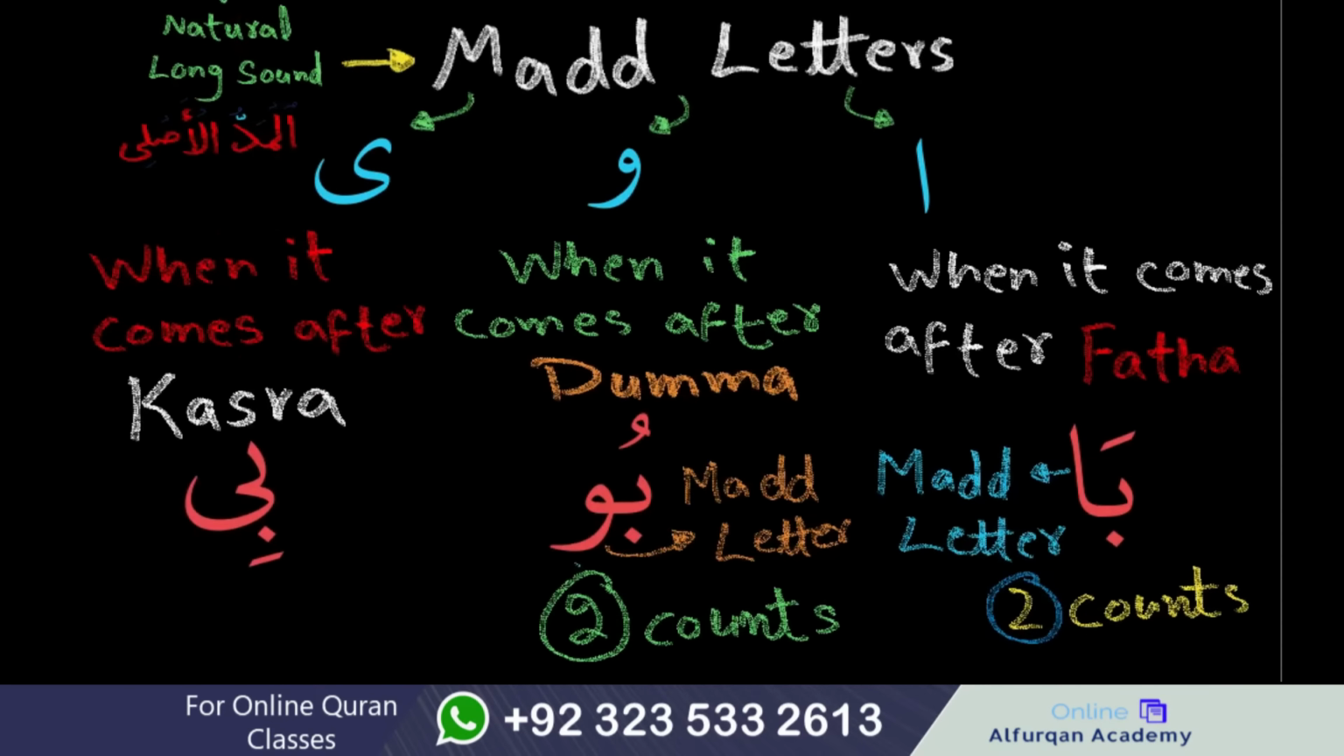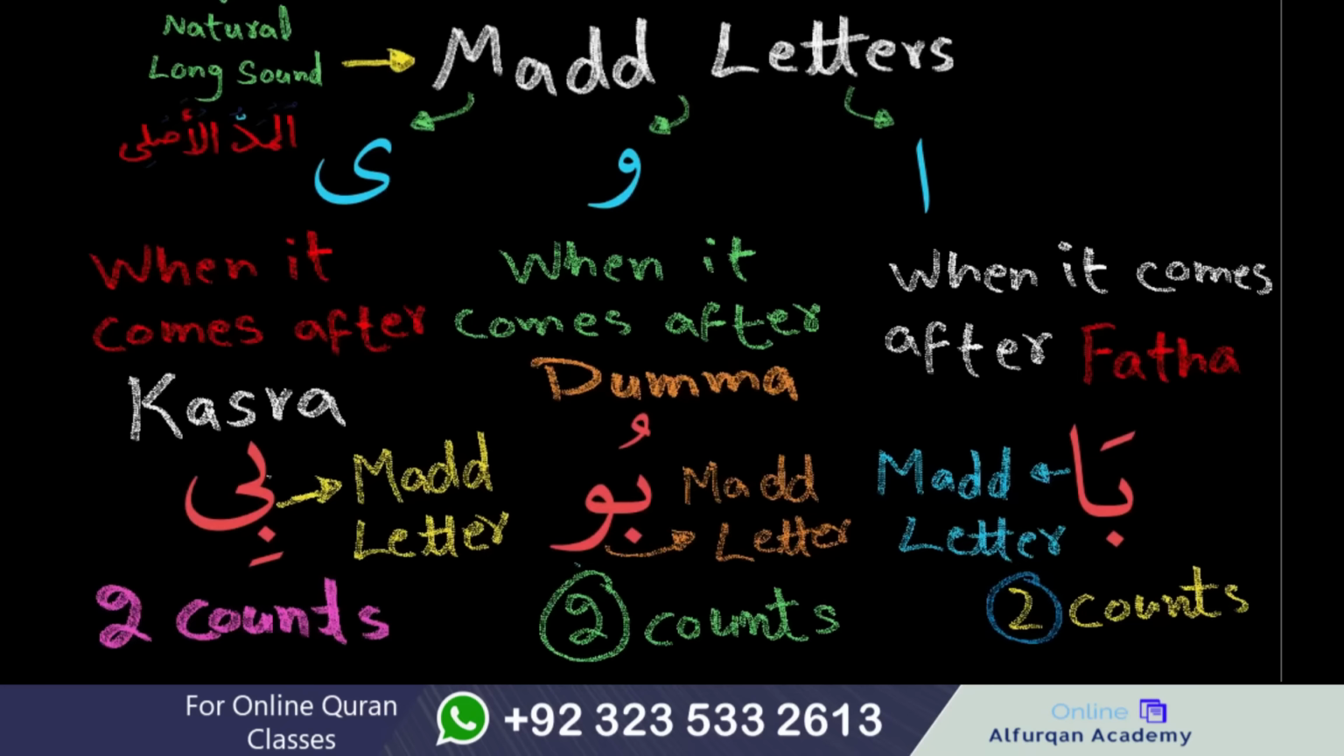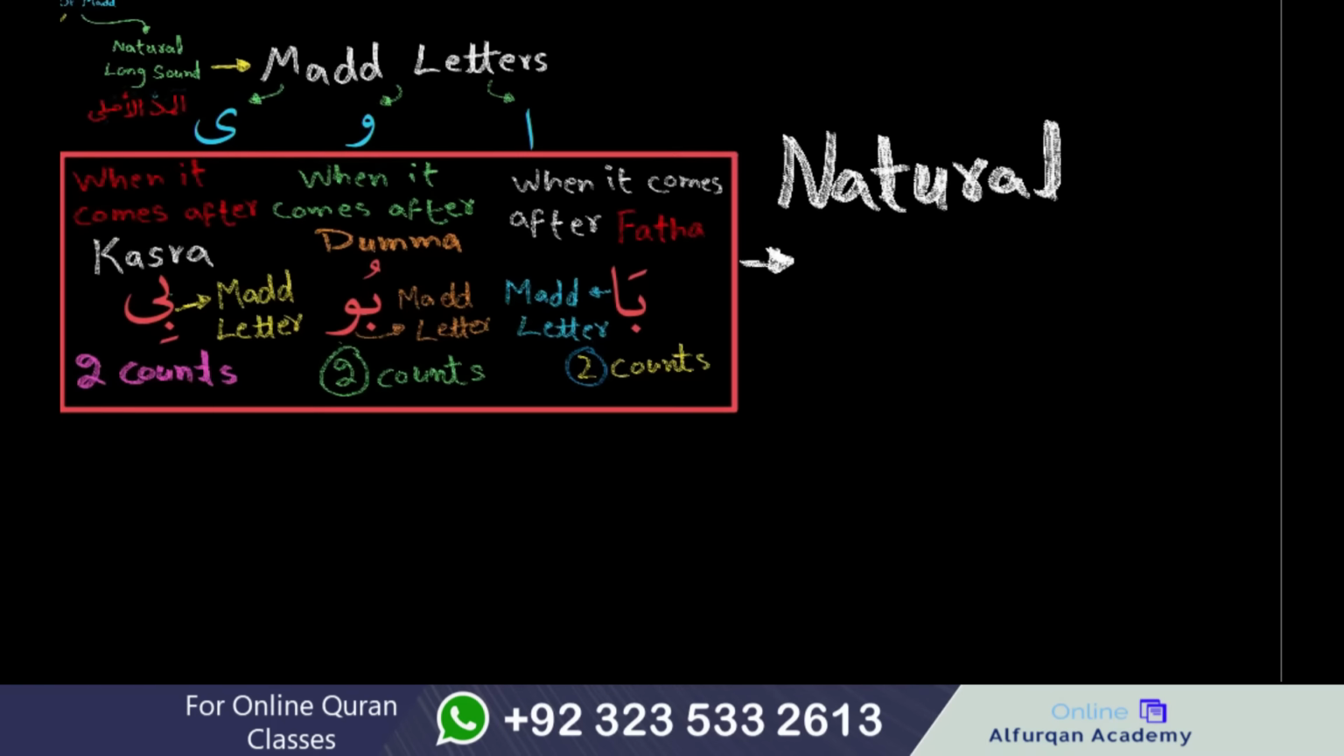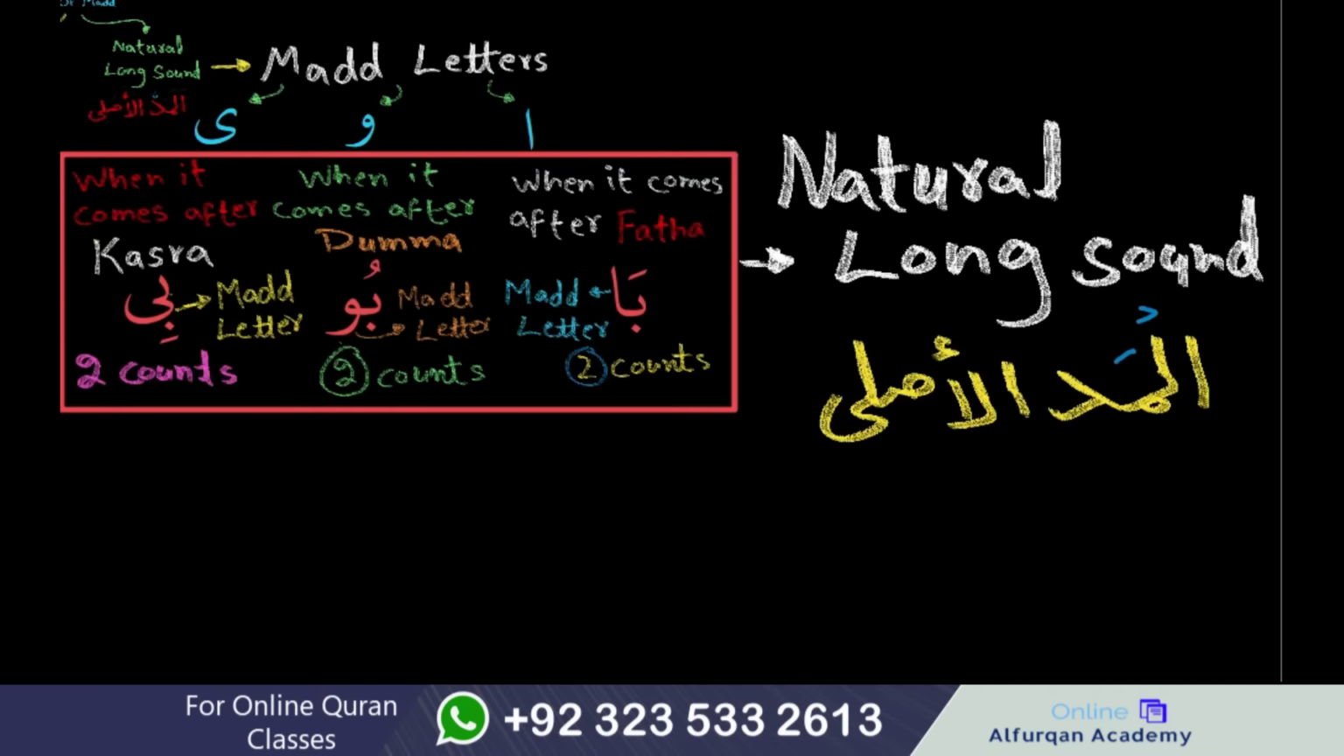Like in this example, ba has a kasra and the next letter is ya. So this letter ya becomes a mud letter because it's coming after kasra. And we have to make the bee sound for 2 counts because of letter ya. It becomes bee. Such types of long sounds are called natural long sound, or we can say Madd Asli. And the duration of natural long sound is 2 counts. I hope you got it.